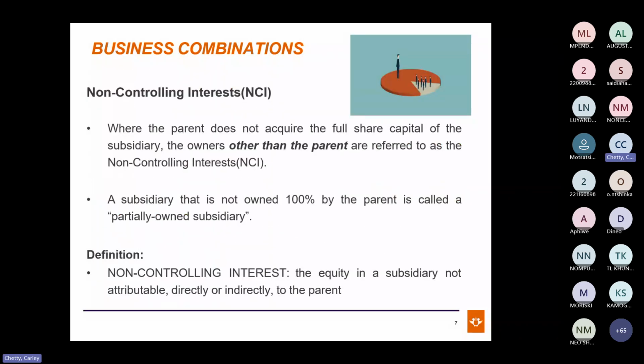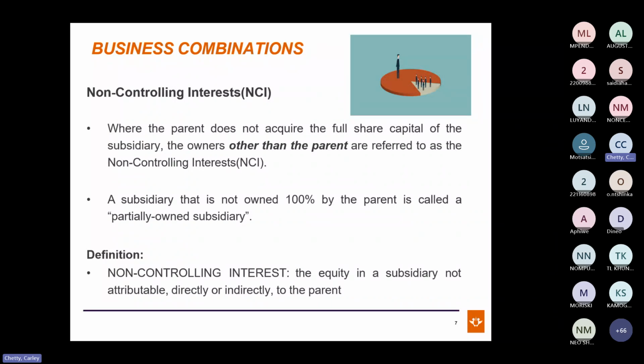So what is non-controlling interest? Remember that where the parent does not acquire the full share capital of the subsidiary, in other words, it is not wholly owned, the owners other than the parent are referred to as the non-controlling interest, okay? So we can have a company that is owned 60% by the parent, and then the other 40% is owned by minority shareholders. They are called the non-controlling interest.